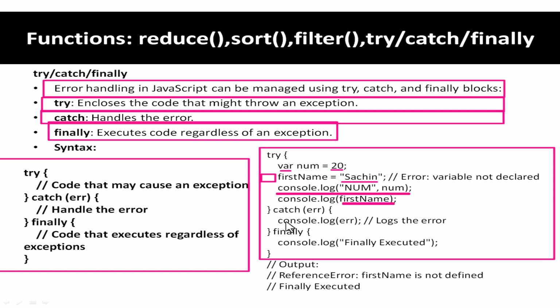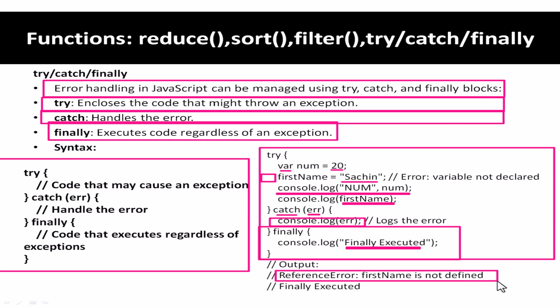Next we have created a catch. Catch is going to handle the error. Whatever the error is, it will be recorded and printed in the console. Console.log error, so error is accepted as a parameter. Whatever error the try block has encountered will be passed to the catch block. Finally, this particular block will be executed. What kind of error has occurred is also shown: ReferenceError, first name is not defined. Here it shows finally is executed.